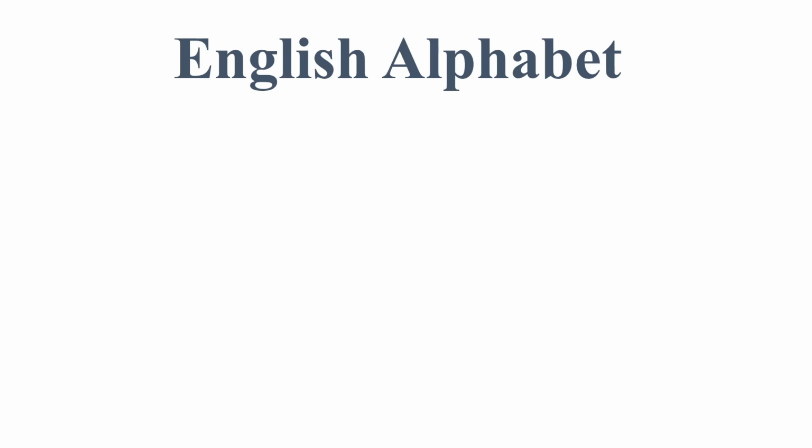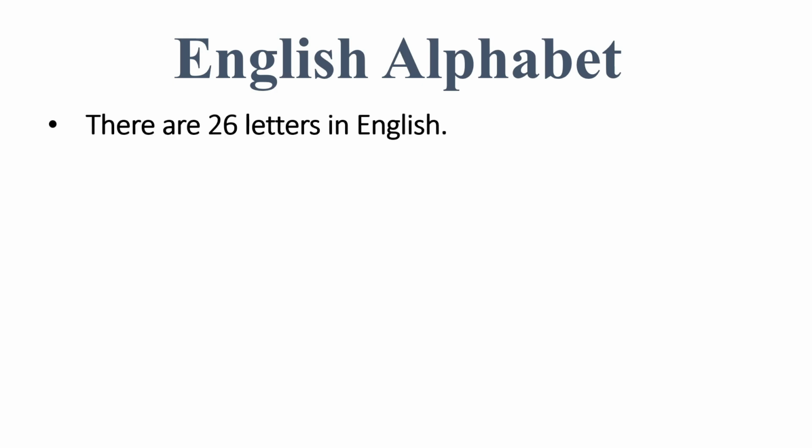Today we are starting with the building blocks of English, the alphabet. There are 26 letters in the English alphabet, and each letter has its unique sound and shape. By the end of this lesson, you will be able to recognize and pronounce each letter correctly. So let's dive in and explore the letters together.